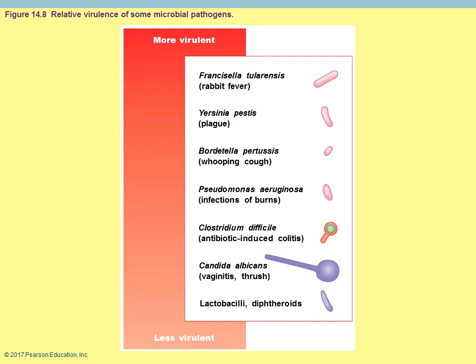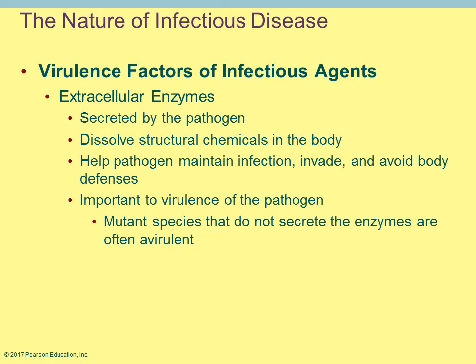This chart just gives a table saying less virulent, meaning it's not going to cause disease, a very low chance of causing disease, versus more virulent, which definitely is going to cause very severe disease. What are some examples of these extracellular enzymes? These are ones that are secreted by the microorganism that are often used to break down components of you. That helps it to invade, it helps it to penetrate further into the body, and also to try to avoid your immune system.